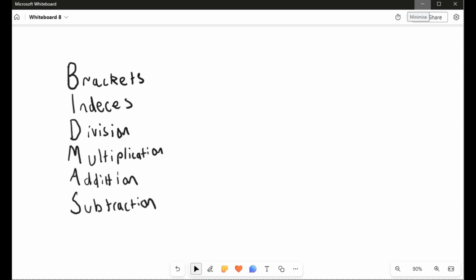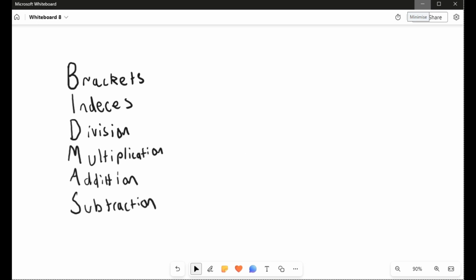Next up, we have multiplication. So in any equation where we have multiplication first and then addition or subtraction, we need to solve the multiplication first. So if we have 2 times 3 plus 4, I must first solve 2 times 3, 6, then add my 4 equals 10. Does that make sense?